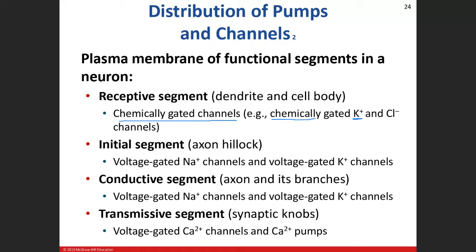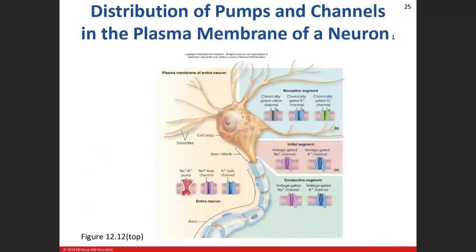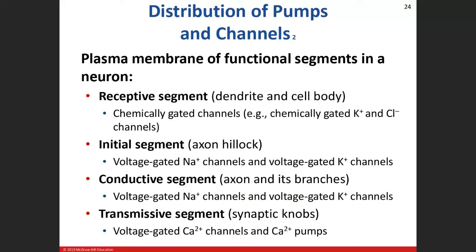The next part is the initial segment. Remember the axon hillock? That's where the action potential starts. That's this section right here, that little triangular region. The channels we see there are voltage-gated sodium and voltage-gated potassium channels, in addition to the sodium-potassium ion pump and the leak channels. This is important because what is significant about the initial segment? That's where we start the nerve signal, the action potential. That's where it's made. So we're involving these voltage-gated channels.